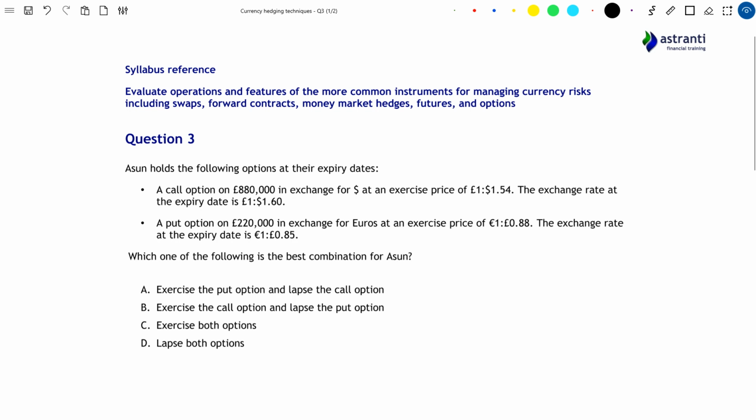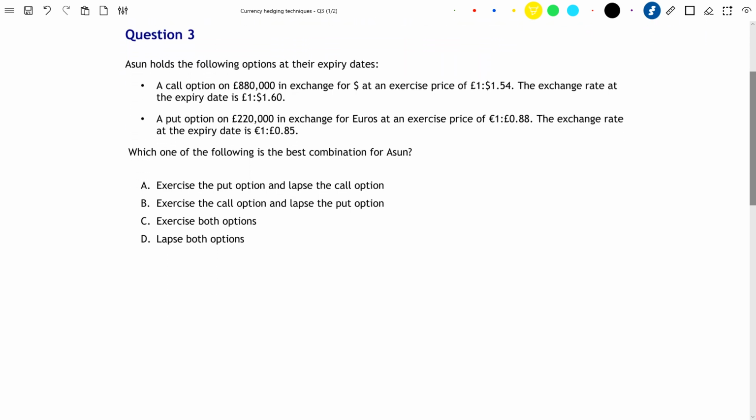Moving on to question 3, we are still with currency hedging techniques. The syllabus reference, the same as the last one, so it's to evaluate the operations and features of more common instruments for managing currency risks. Okay, and so let's take a look at our question then. Which one of the following is the best combination for a soon? Exercise the put option and lapse the call option. Exercise the call option and lapse the put option. Exercise both or lapse both.